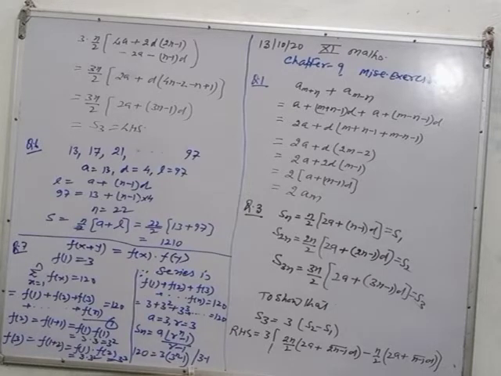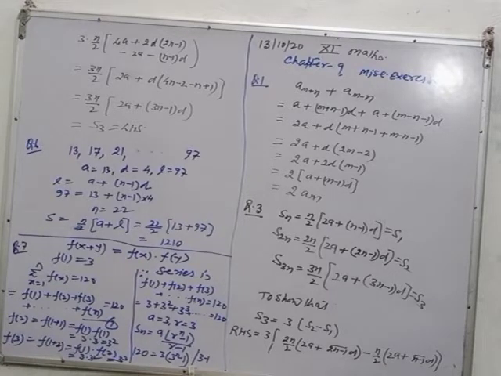Now find the sum of the series. So S is equal to, by formula, n by 2 into (A plus L). So n is 22, 22 by 2, A is 13, L is 97. Solving it you will get 1210. Okay. Now see question number 17.